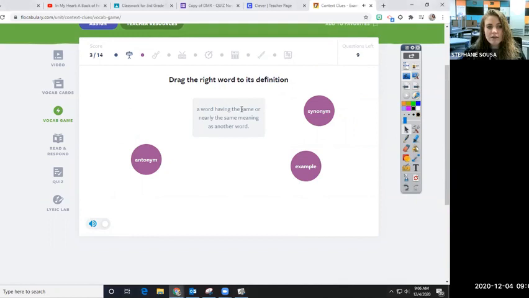Drag the right word to its definition. A word having the same or nearly the same meaning as another word. If it means the same, is it an antonym? Oops, I did that backwards. An antonym, an example, or a synonym? What is it? If it has the same, is it an antonym, an example, or a synonym?